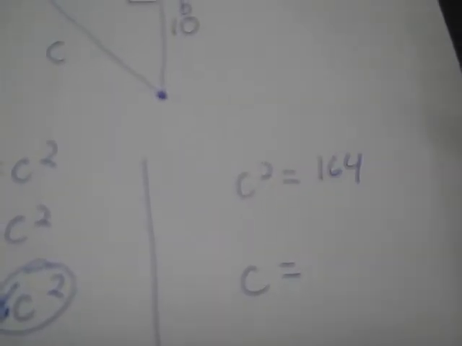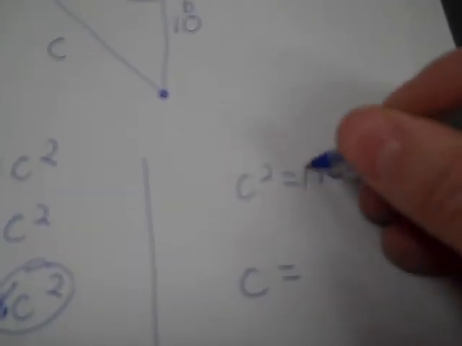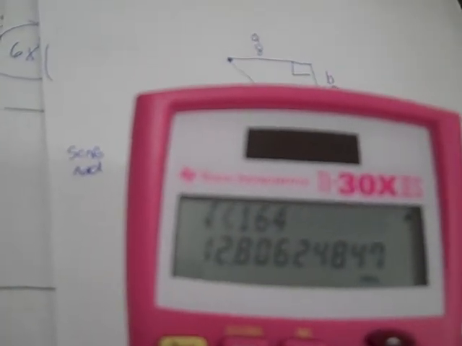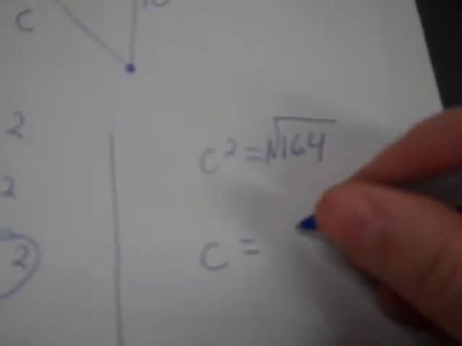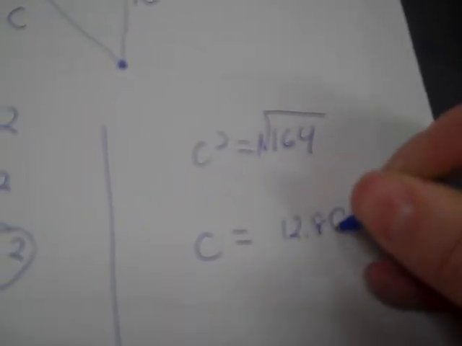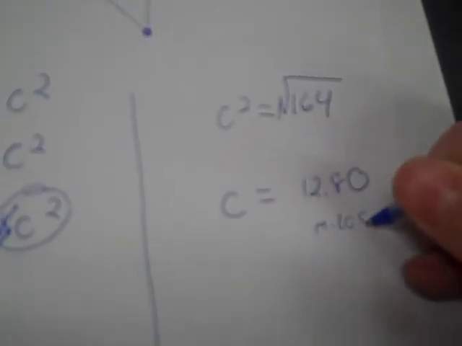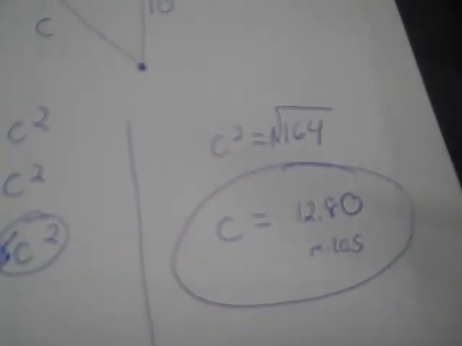Then I find what number times itself is 164 by finding the square root. So second, fourth key up, 164. And I got 12.80. Okay. And label that miles, okay, because it's 8 miles, 10 miles, so it'd be 12.80 miles for the C. Okay, if you have any questions on that stuff, let me know.